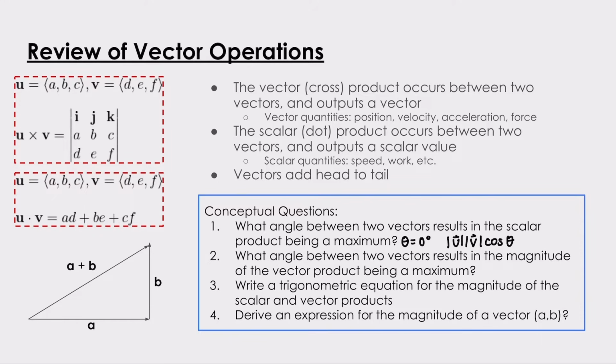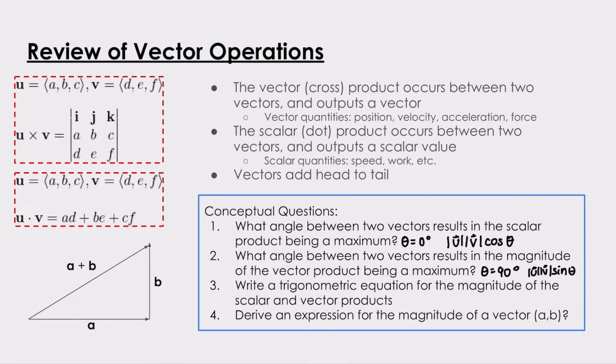So what angle between two vectors results in the magnitude of the vector product being a maximum? This would be theta is 90 degrees. Because once again, the cross product, or the vector product, its magnitude can be written as the magnitude of u times the magnitude of v times the sine of theta, with sine of theta being maximized when theta is equal to 90 degrees.